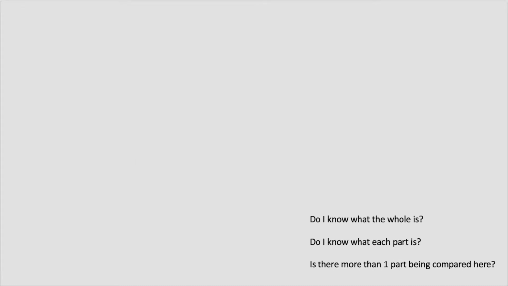Okay, so there's a few things that we need to know when we're working with fraction and percent and ratio problems. The first thing we need to ask ourselves is, do we know if this is a part to whole relationship or a part to part relationship? So do we know what the whole is? And then do we know what each part is, and is there more than one part being compared here?